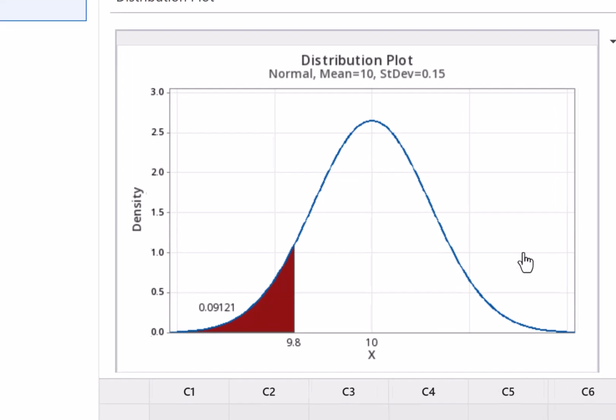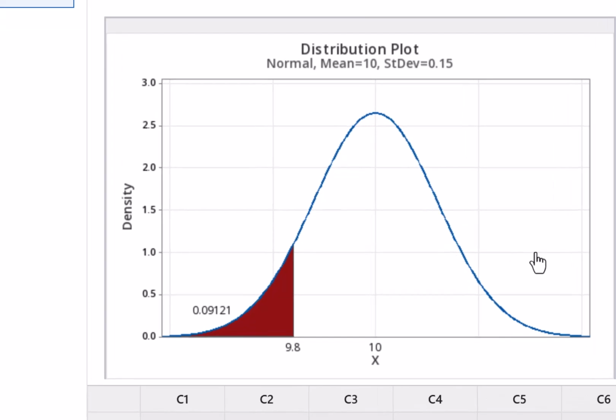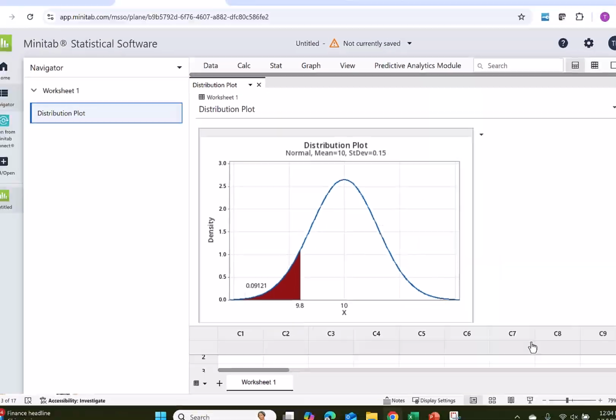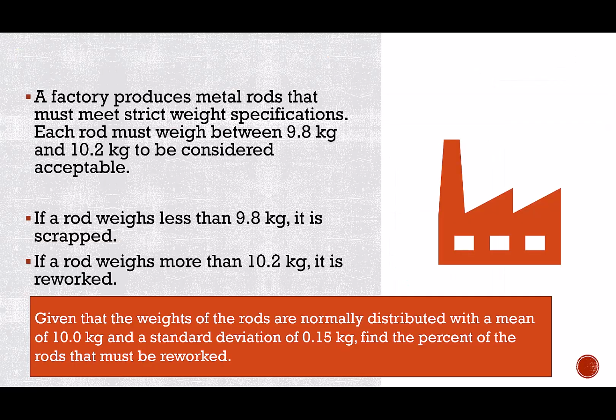The graph shows us that when our mean is 10 and our standard deviation is 0.15, we'll have 0.09121 or 9.121% less than the value of 9.8. That says 9.121% of the rods will be scrapped. Next, we'll find the percent of the rods that must be reworked.